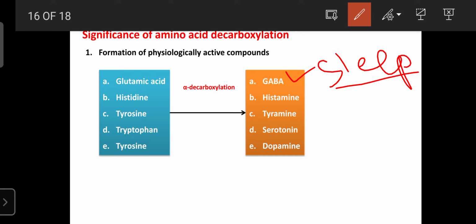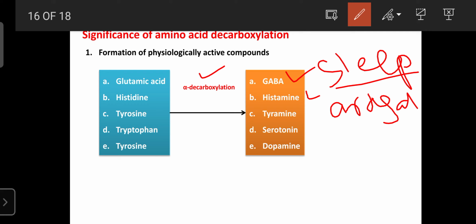So whatever amines are formed by decarboxylation of amino acids, they have a variety of physiological actions. Another example is histidine, which can undergo decarboxylation to form histamine, and histamine is also a neurotransmitter, a local hormone. It is involved in the regulation of blood pressure and in regulating arousal. We are alert now due to histamine in the brain. Also, it is involved in the regulation of memory power.